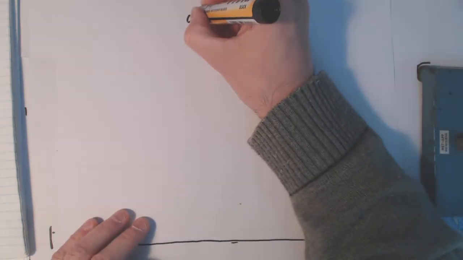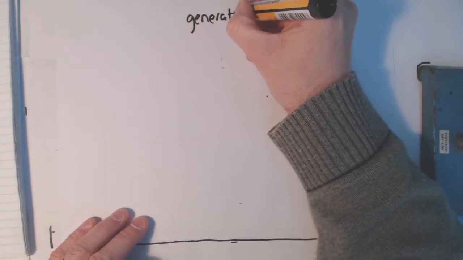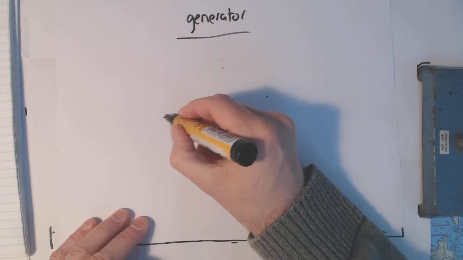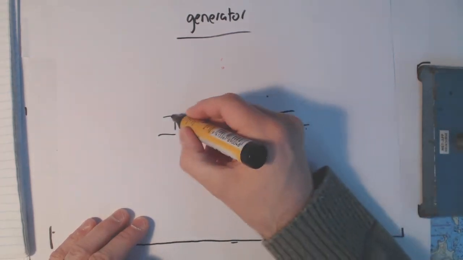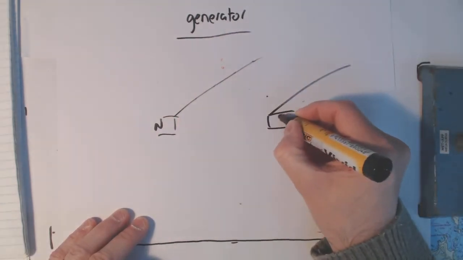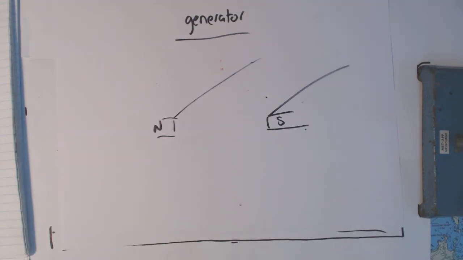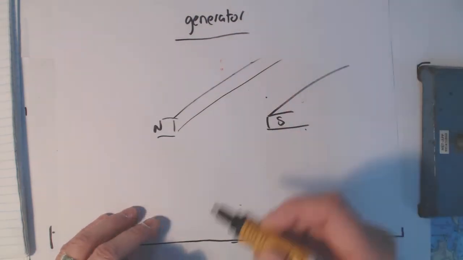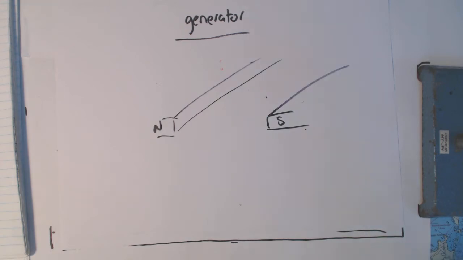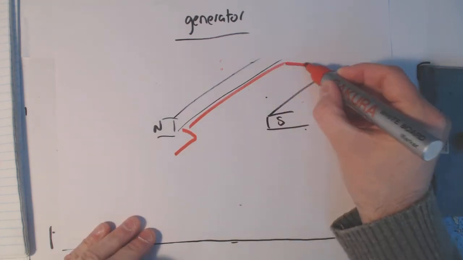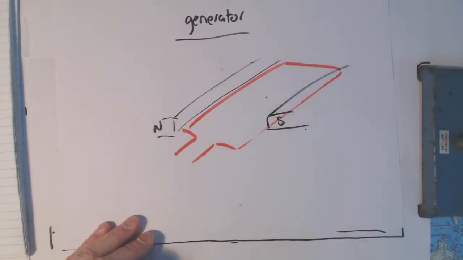Let's have a look at the generator. I always do a similar diagram for the generator. It's like this. And this time what we've got, the same thing, a wire going inside a magnetic field. We're going to still do it horizontal like that.